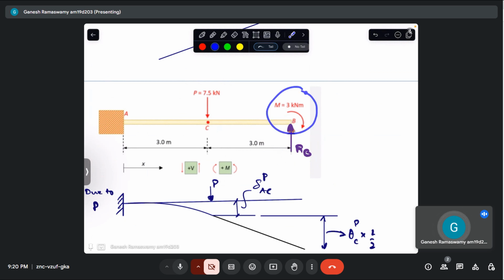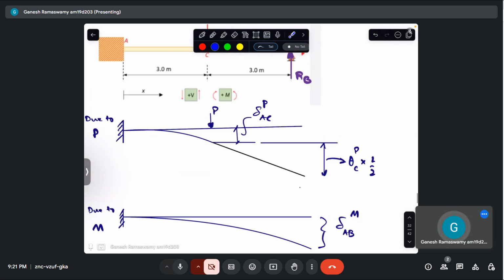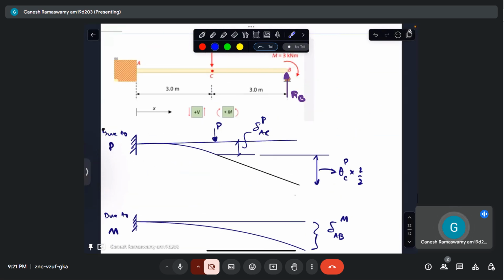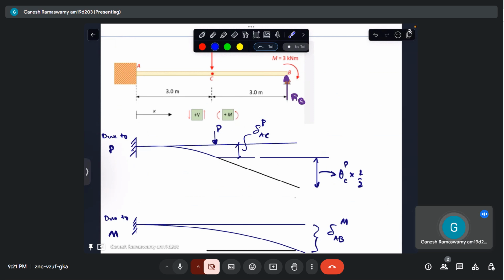Same goes for M. However, M is a couple, which is a free vector, so I can move M from here to here and it will just be M. Accounting for all this, we will get the deflection at point C. So I encourage the viewers to give it a try, and if there are any questions, you can always post them in the forum.